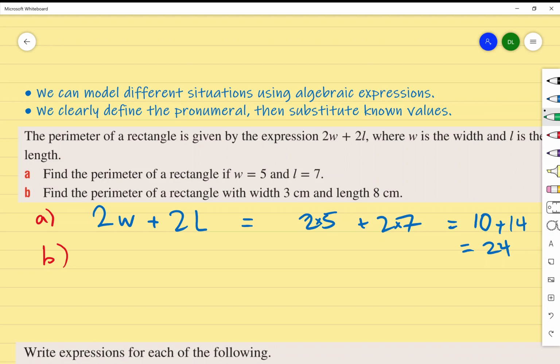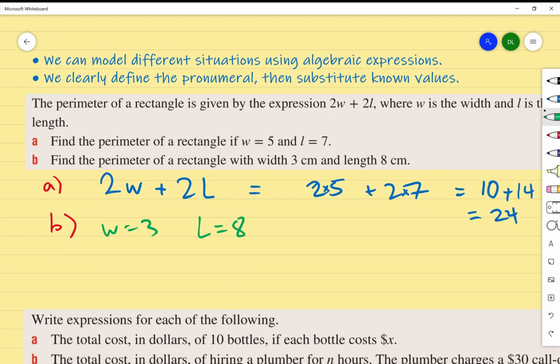So I know that for B, it says width is 3 centimeters. So of course, W equals 3. And I know that length is 8 centimeters. So L equals 8. And then we do the exact same thing.